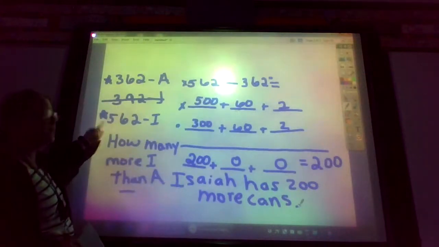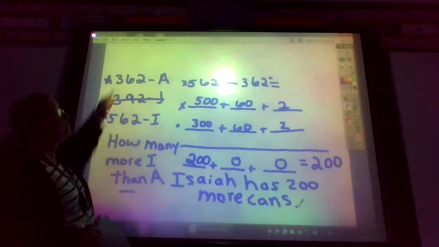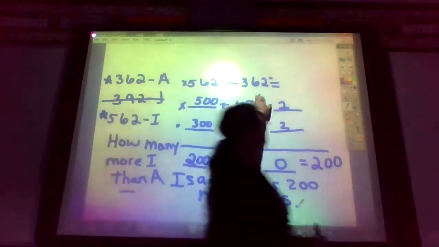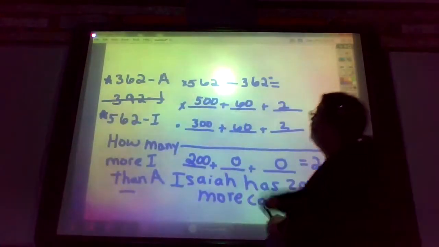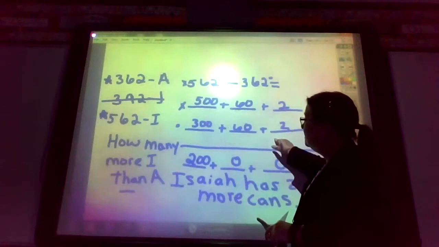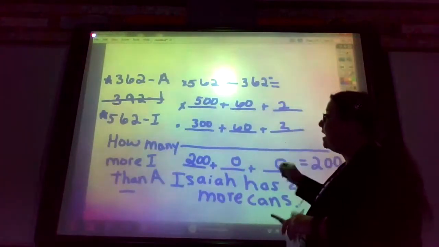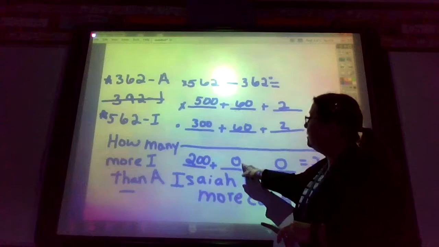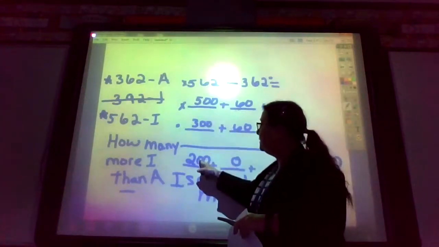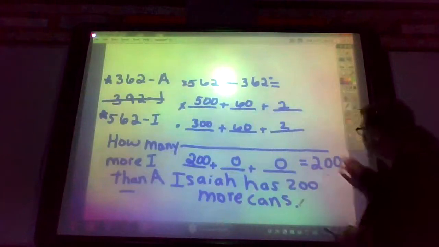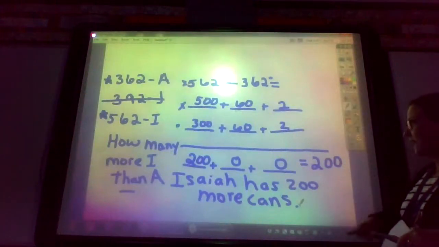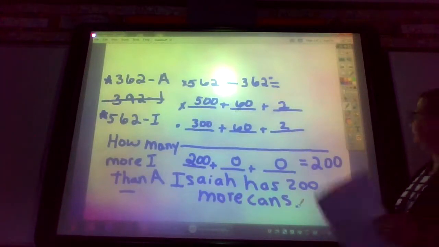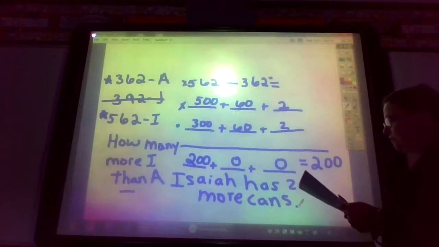This is my greater than or less than. 5 is greater than 3. So I know that this is my bigger number. And it went first. And I subtracted the other number. I broke it into expanded form. And then I subtracted. 2 minus 2 is 0. 60 minus 60 is 0. 500 minus 300 is 200. I put it back together to get my 200. Isaiah has 200 more cans. Okay? There you go. That is our application problem for today.